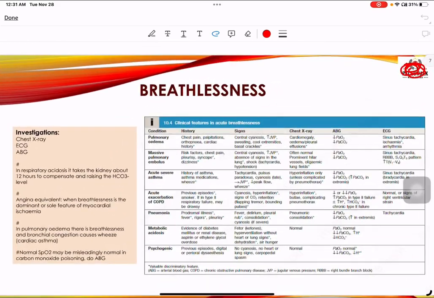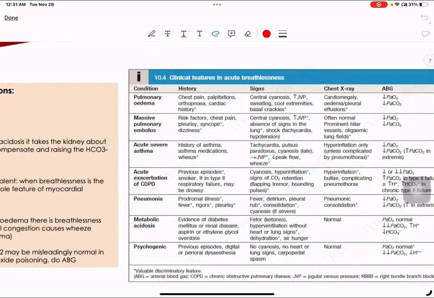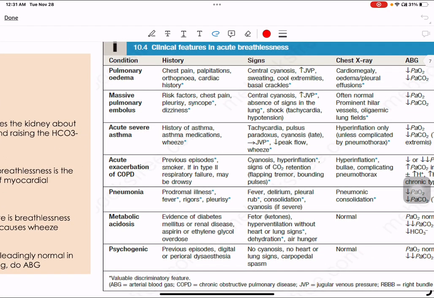Now, a patient may have breathlessness on acute presentation, and there are some differential diagnoses for acute breathlessness. Breathlessness may be due to pulmonary edema, massive pulmonary embolus, acute severe asthma, acute exacerbation of COPD, pneumonia, metabolic acidosis, and psychogenic causes. Pulmonary edema is due to fluid overload in the lung, may be due to heart failure, or due to renal failure or any other fluid overload states.